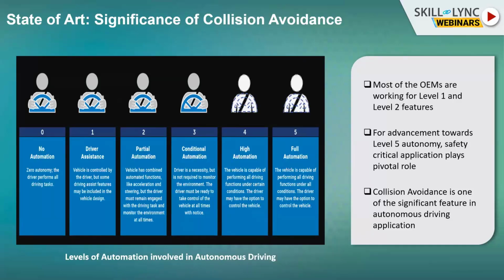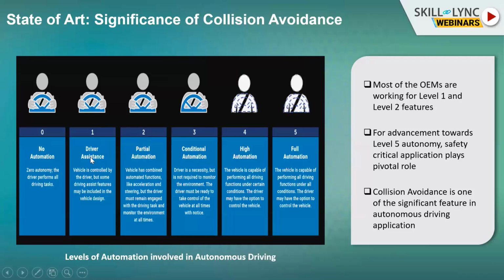So this is about the state of the art significance of collision avoidance. I'll be talking about all the levels of automation involved in autonomous driving. It all started with the no automation level, L0. At L0, it's complete manual driving, zero autonomy. The driver performs all the tasks.